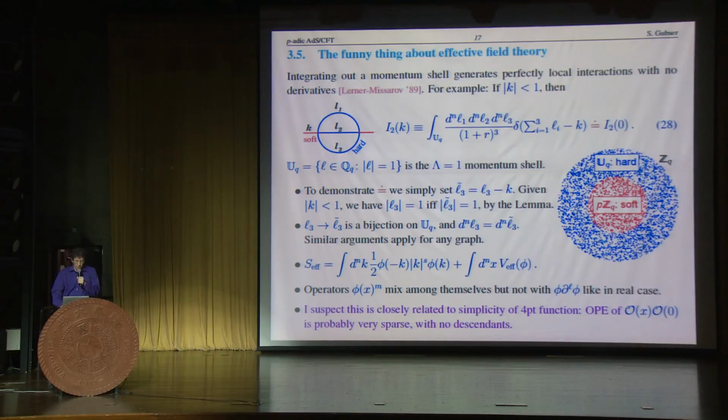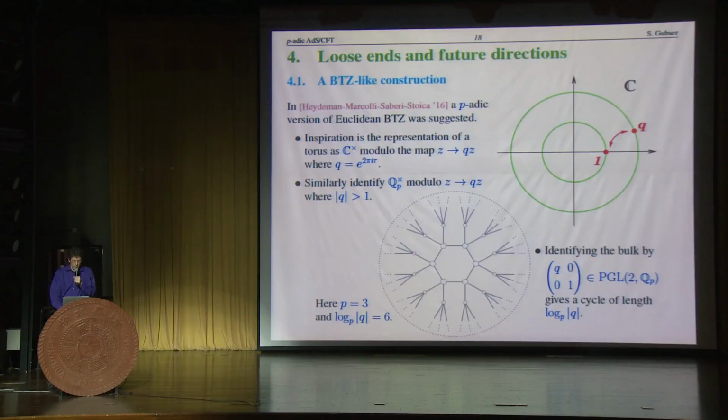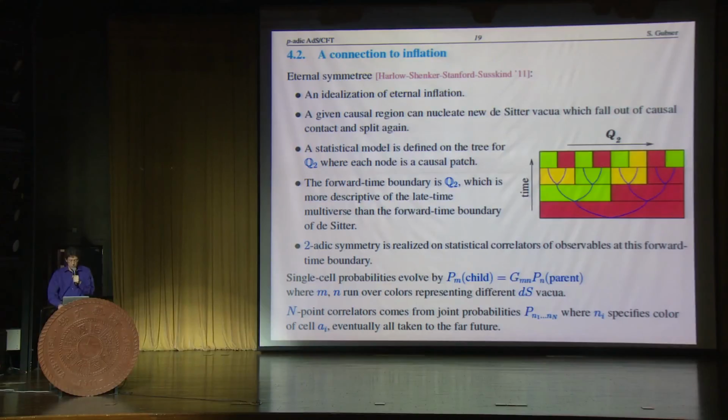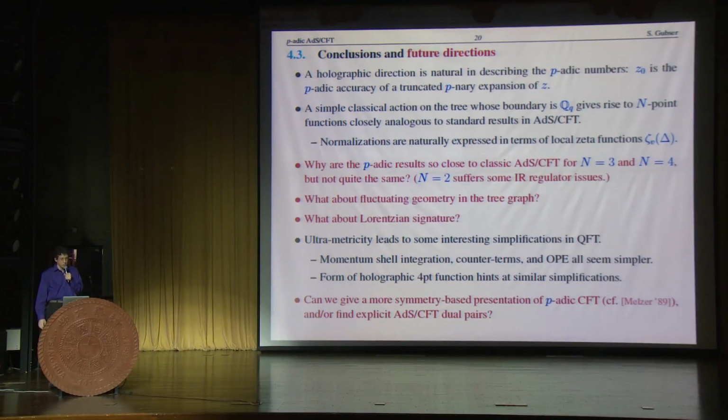I think I'm out of time, so I'm sorry I couldn't mention some other work by the Caltech group and the important background work by the Stanford group, but I'll leave them in my transparencies for people to read. And let me just go straight to conclusions to tell you that the holographic direction is very natural in describing the P-adic numbers. This depth coordinate Z is P-adic accuracy. If you follow your nose in formulating simple classical dynamics on the tree, you get n-point functions closely analogous to standard results in AdS/CFT, but written in terms of these lovely local zeta functions.